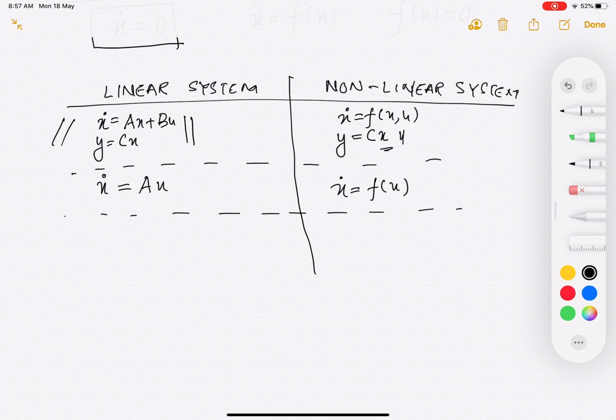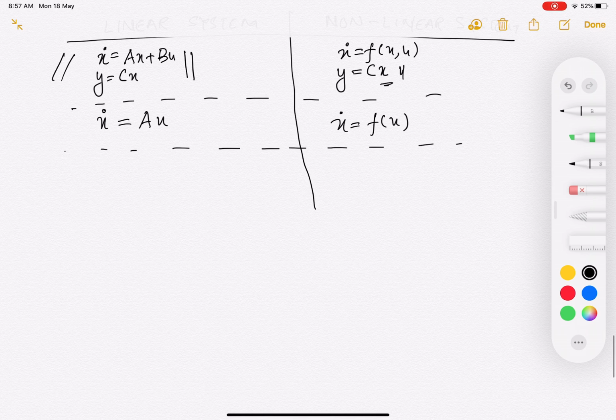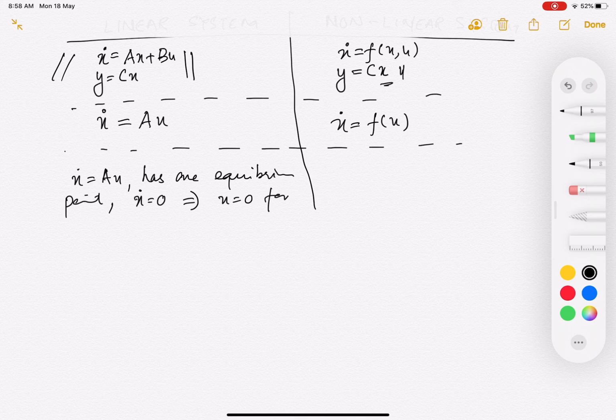And what about equilibrium points? So x dot is equal to Ax has one equilibrium point. What is the equilibrium point? The equilibrium point would be given by x dot equal to 0, which implies that x is equal to 0 for non-singular A. So the linear system has one equilibrium point, and that equilibrium point is given by x is equal to 0 for non-singular A.